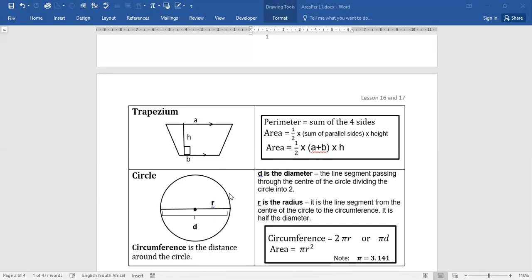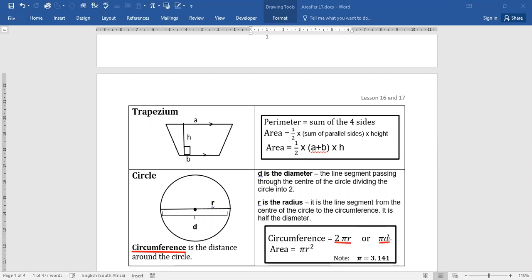Now in a circle, your perimeter is the distance around, but there's a special name we use for that in a circle. It's called the circumference. So in a circle, circumference is the distance around your circle. That's your distance around. So we need a formula for circumference. There's the formula for circumference, which is 2 pi r or pi times diameter.